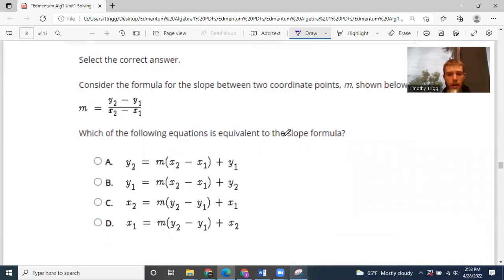All right, here's another complicated one. Here we have a lot of subscripts. We have Y subscript 2, so Y sub 2 minus Y sub 1 divided by X sub 2 minus X sub 1.